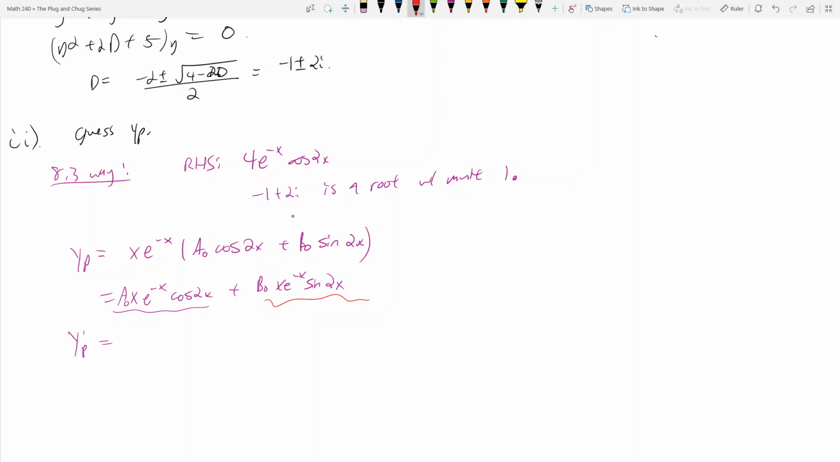So you'll see why the 8-3 way works, sure. But if you really like taking derivatives, this is the way to go. However, it can get really messy really quick. And so that's where we bring in complex value trial solutions.